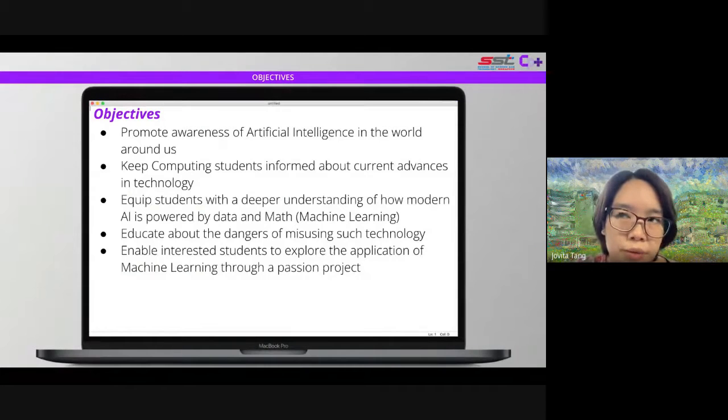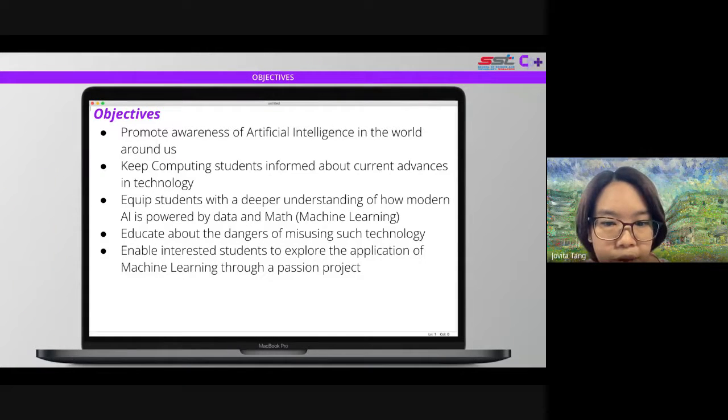Our program is tailored for Sec 3 computing students. It's compulsory for all our O-level computing students. As computing students, they need to know more than just the layman, right? So we want them to be informed of current advances. We want to equip them with a deeper understanding of how modern AI is powered by data and math.